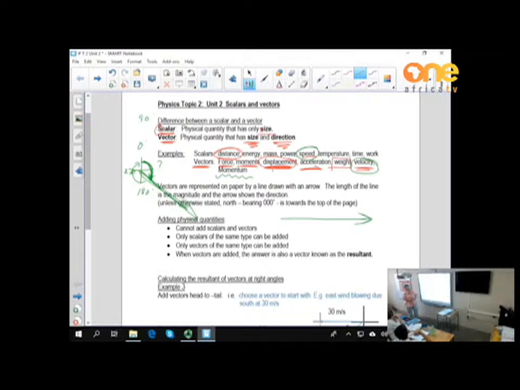I'll give you a scale. I will tell you, for example, let's say it's a force vector that you have to draw. I will tell you a force of 10 Newton, for argument's sake, will have a length of 5 centimeter. All right. That is the scale that I give you. 2 Newton is 1 centimeter.